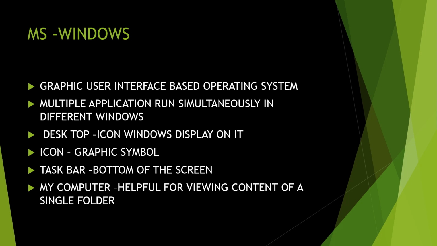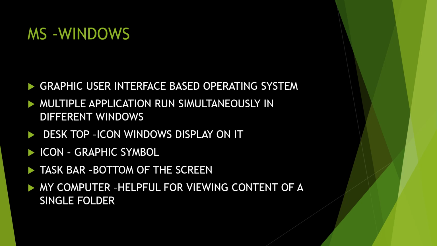Next is MS Windows. Okay, Microsoft Windows. A graphical user interface based operating system. Graphical user interface means you get an idea, that is graphics, that is pictures. MS Windows is an operating system, and graphics means we can make some kind of drawings. Multiple applications run simultaneously in different windows. We can see different applications there, and they can be run one on the other at the same time.